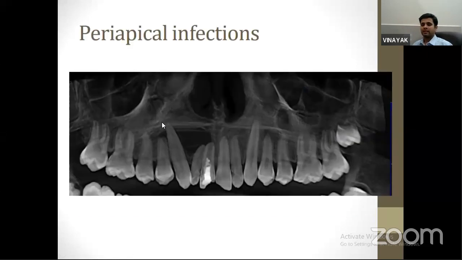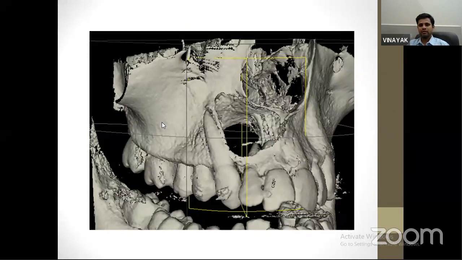Also, what we can check is the extent of the periapical infection. If there is a radicular cyst, what is the extent? How many teeth is it involving? Is there any resorption? Is there any expansion, etc.? So all these things can be seen.